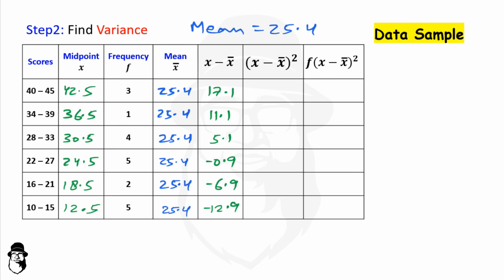And after that, we square these numbers. So square of 17.1, we'll write it here, 292.41. Square of 11.1 will be 123.21. And then 26.01, 0.81, 47.61 and 166.41. We do it on the calculator.